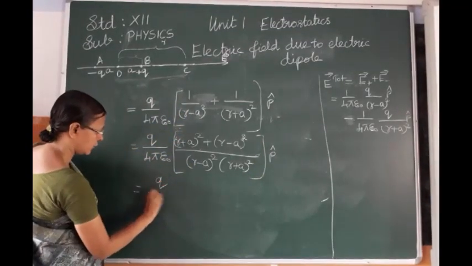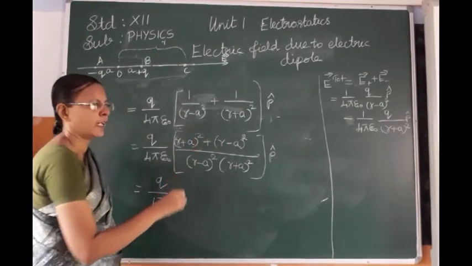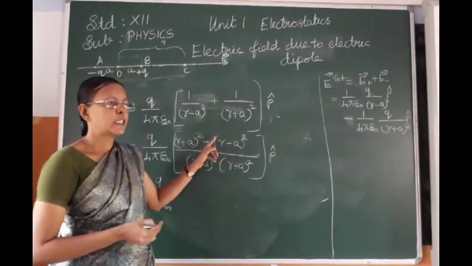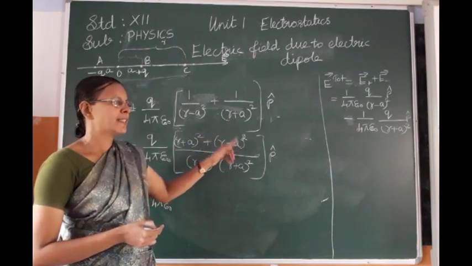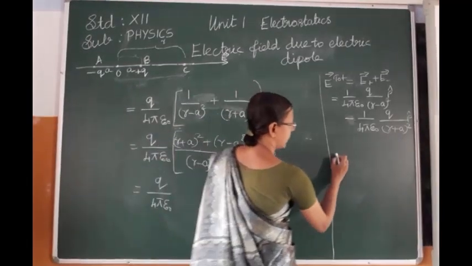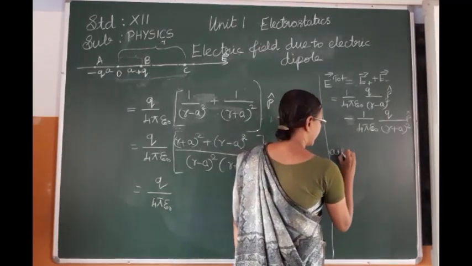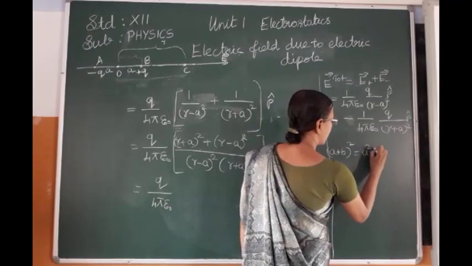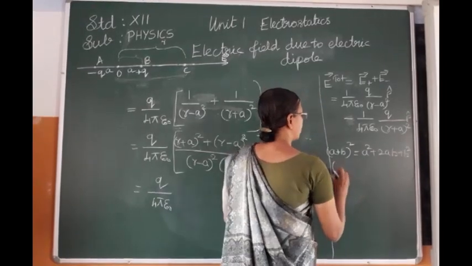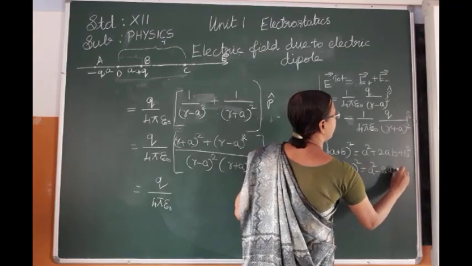You know how to solve this, but I am solving it here. You see, what is (a plus b) the whole square? A square plus b square plus 2ab. What is (a minus b) the whole square? A square minus 2ab plus b square. So first I am writing that mathematical identity on the blackboard. (a plus b) the whole square is equal to a square plus 2ab plus b square. We are going to expand this in this form. (a minus b) the whole square is equal to a square minus 2ab plus b square.